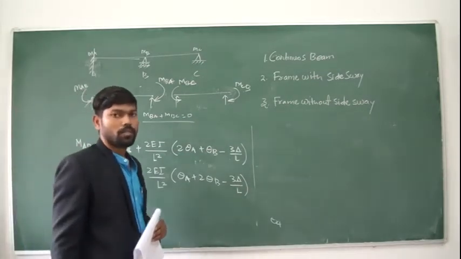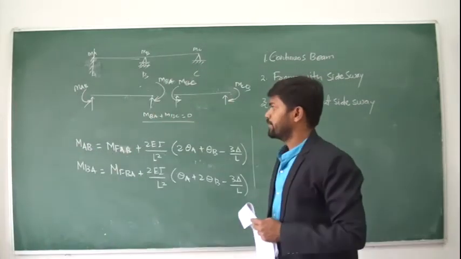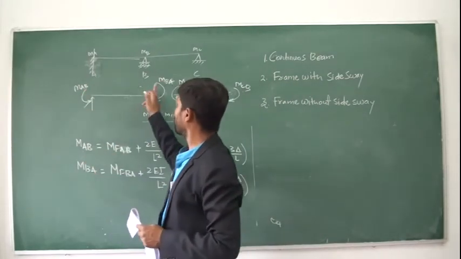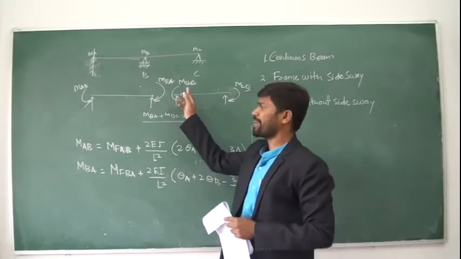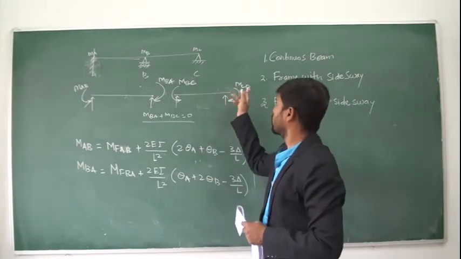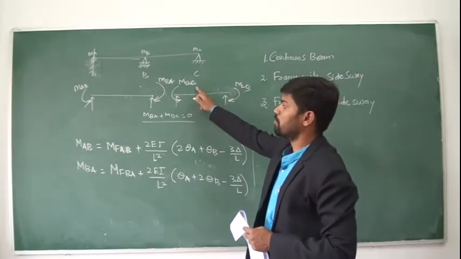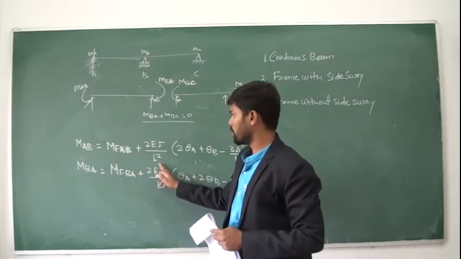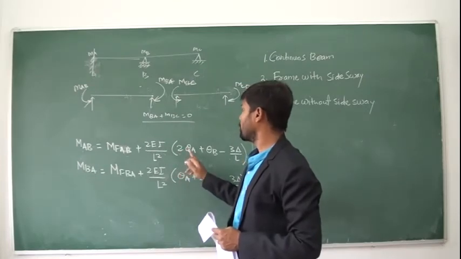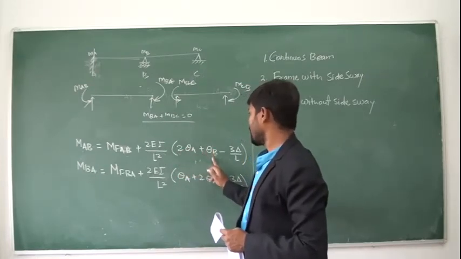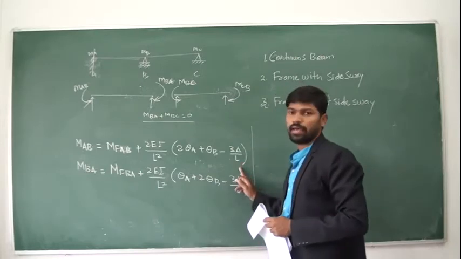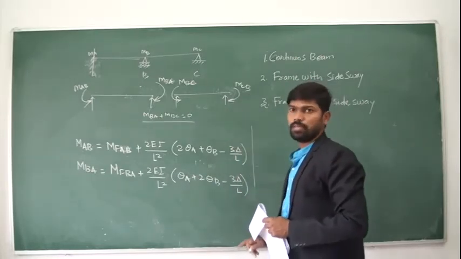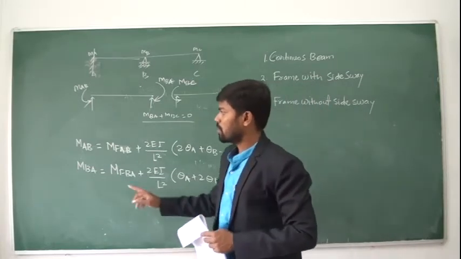Okay. Now see, this is the equation for MAB, equation for MBA. Similarly, you can draw it for MBC. You can draw it for MCB. Now for MBC, what will be the equation? MFBC plus 2EI divided by L square into bracket 2 theta B plus theta C minus 3 delta divided by L. Now when I am going to derive the equation for MCB, what will be the equation?